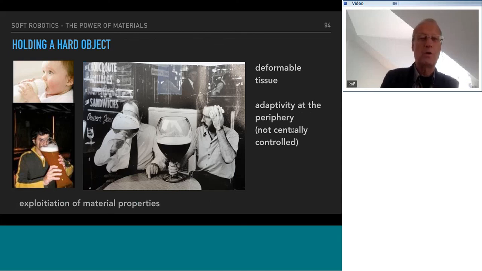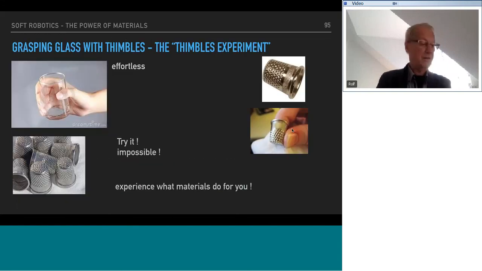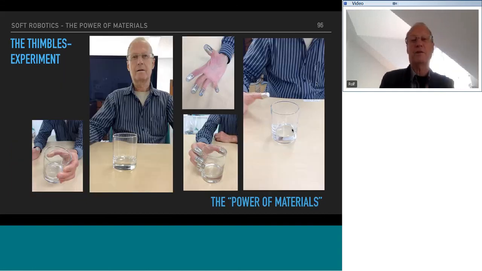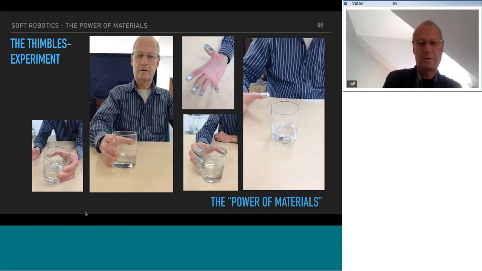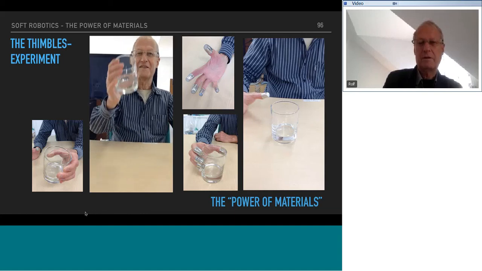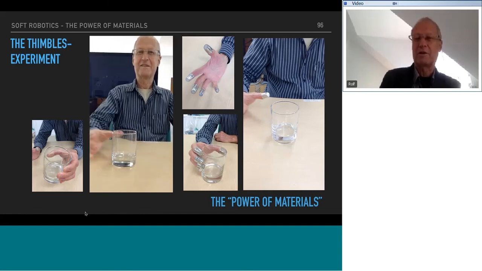Similar principles hold for human beings holding a hard object. I just go through this quickly, but do I have another 2 or 3 minutes? Yeah, okay. If you're grasping a glass like this, it's really effortless. Now, if you put thimbles on all fingers, I have a video here. Let me just show you the video. Now, watch this one. Very easy. Very effortless. You know what I am talking about?